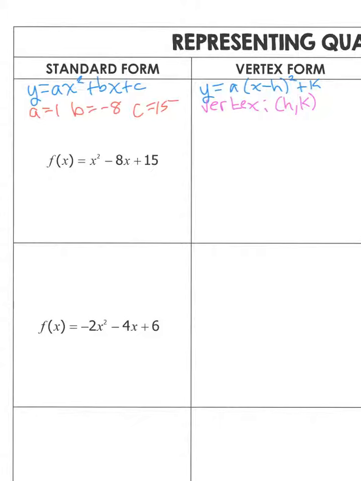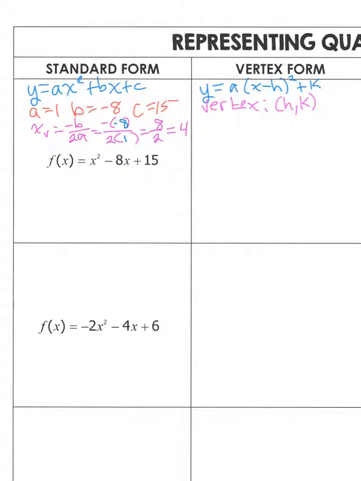I'm going to start by finding the vertex. The x value of the vertex is equal to the opposite of b over 2a. Now my b is negative 8, and my a is 1. So the opposite of negative 8 is positive 8. 2 times 1 is 2, so that equals 4.